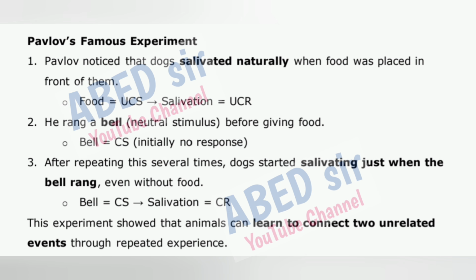2. He rang a bell, a neutral stimulus, before giving food. Bell equals CS, initially no response. 3. After repeating this several times, dogs started salivating just when the bell rang, even without food. Bell equals CS, salivation equals CR. This experiment showed that animals can learn to connect unrelated events through repeated experience.